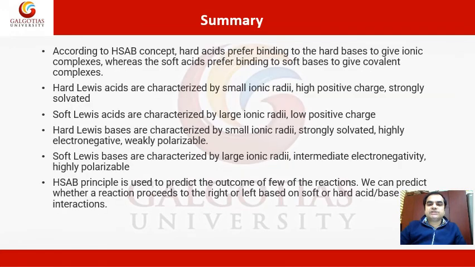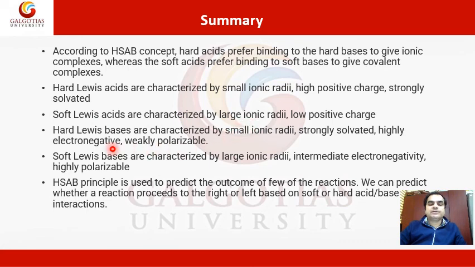Now at last, what is the summary of the present video? According to the HSAB concept, hard acids prefer binding to hard bases to give ionic types of complexes, whereas soft acids prefer binding to soft bases to give covalent complexes. Similarly, hard Lewis acids are characterized by small ionic radii, high positive charge, and strong solvation, while soft Lewis acids are characterized by large ionic radii and low positive charge.